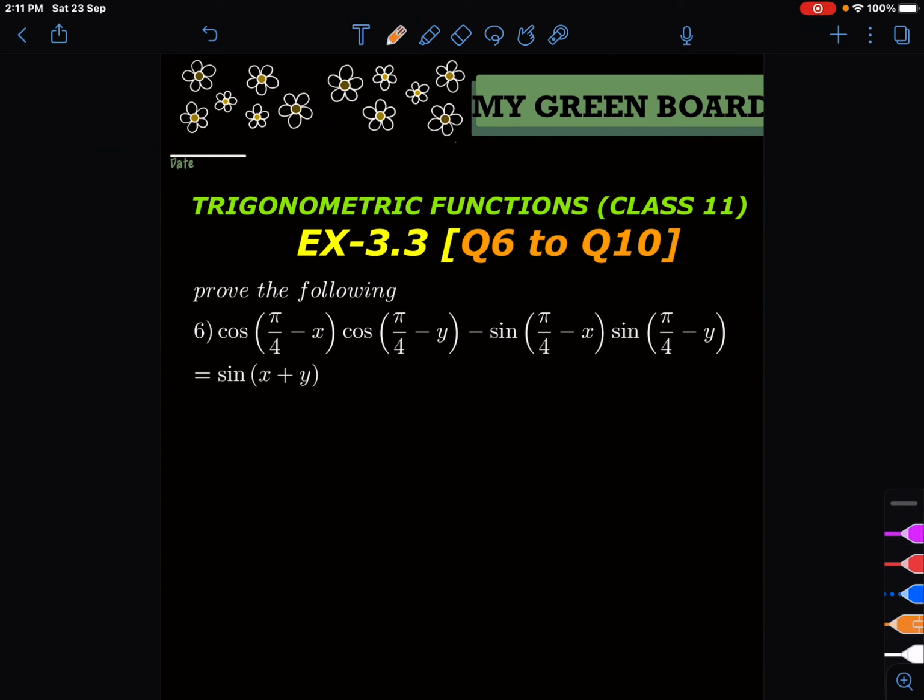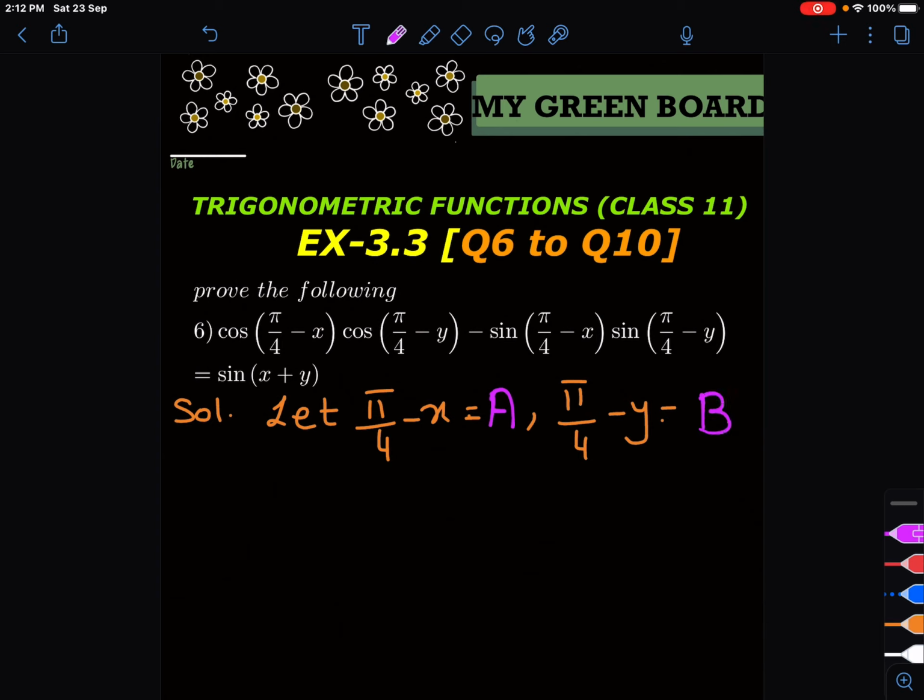So the solution is, let us take pi/4 - x, which is in this bracket, as A, and pi/4 - y as B. You are able to follow? We will take this as A and B. We will just change the color so that you will be able to see clearly. This one we are taking as A and this one we are taking as B.